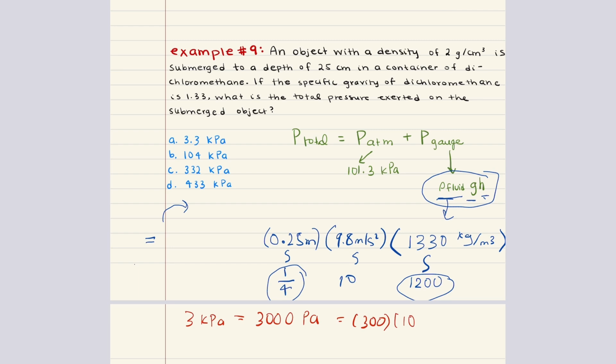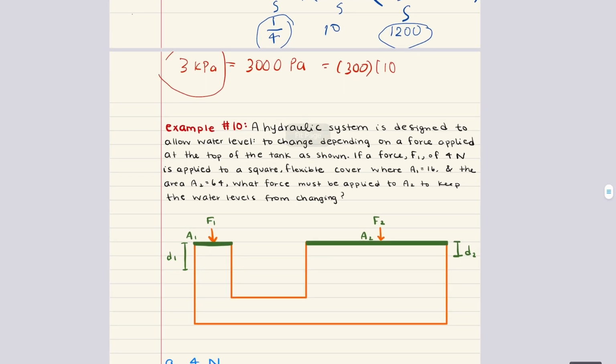Now we know our atmospheric pressure, and we've calculated our gauge pressure. We can just plug this into the equation. 101.3 kilopascals plus 3 kilopascals gives us 104.3 kilopascals as our total pressure. And this best aligns with answer choice B. So the correct answer to problem 9 is B. Beautiful. Next up, we have problem 10.